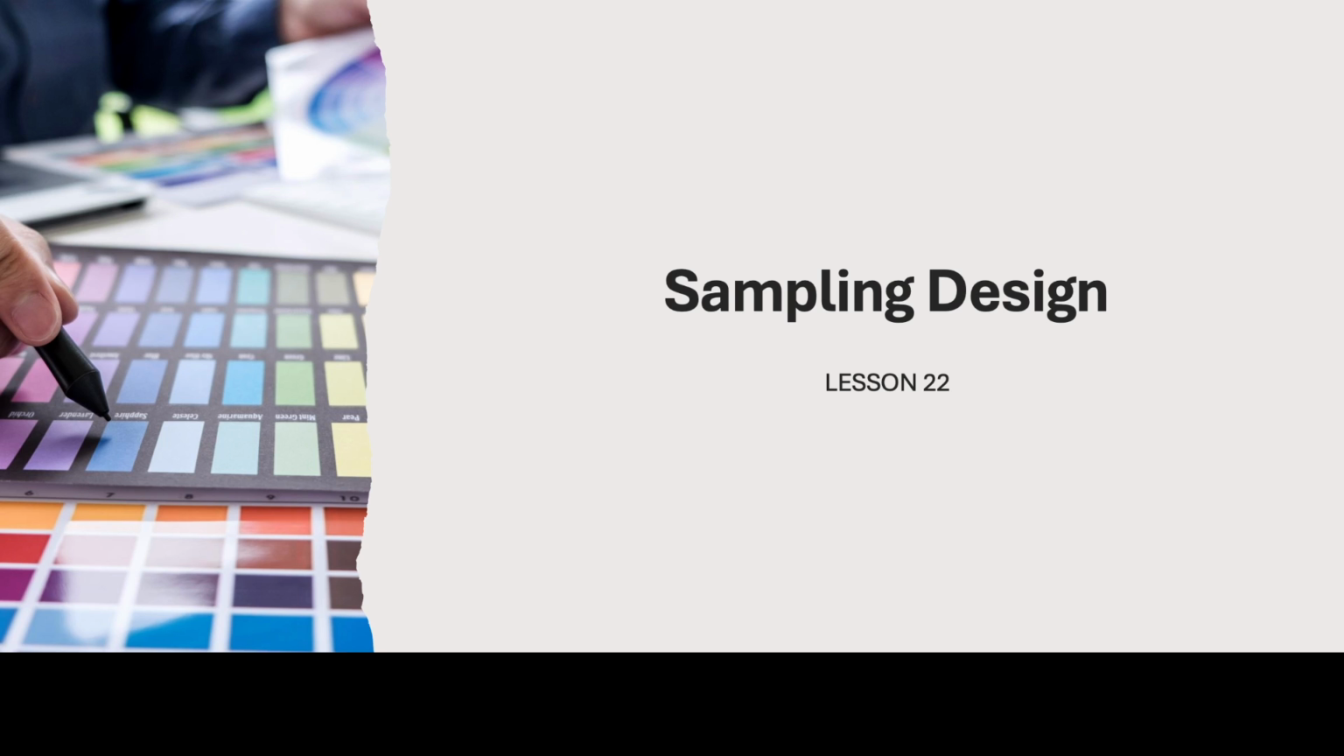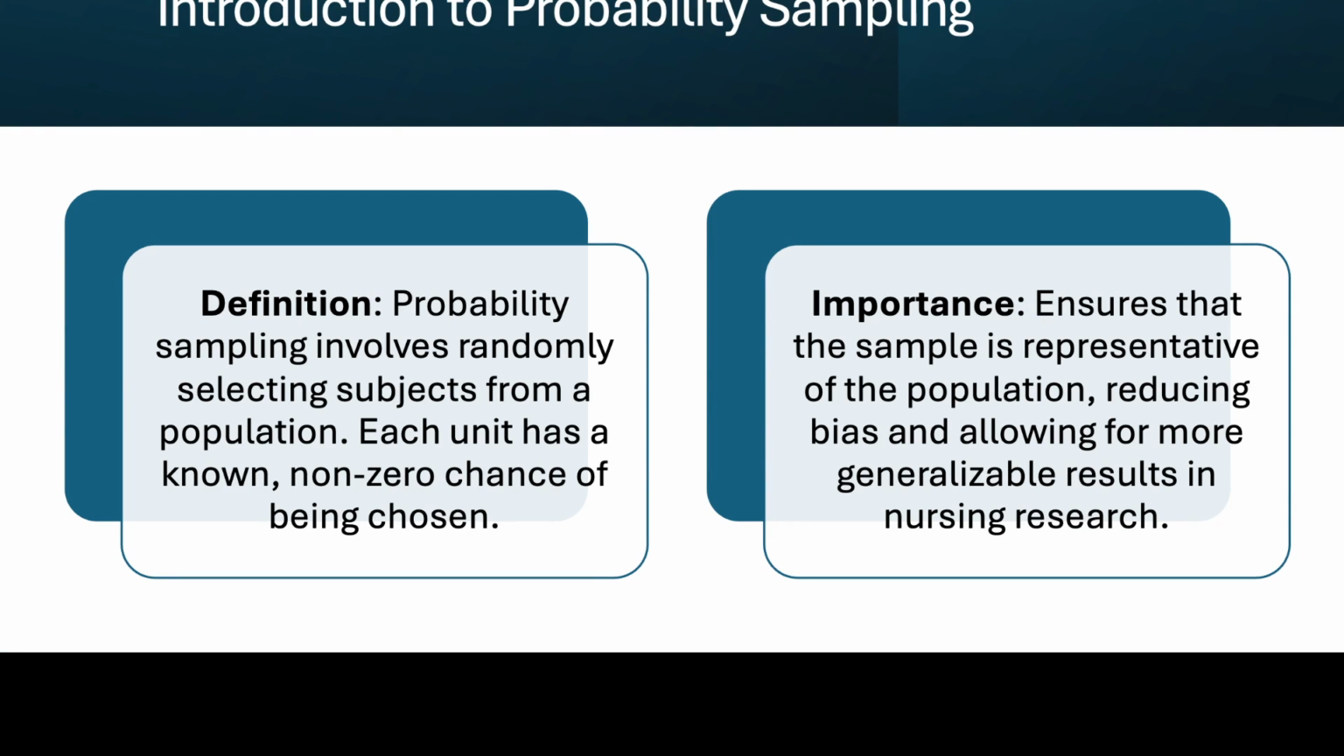Lesson number 22. So by definition, we talk about probability sampling, which involves randomly selecting subjects from a population. So each unit has a known or non-zero chance of being chosen. So when you say probability sampling, there is probability, no? In terms of how probable it is to select the sample.